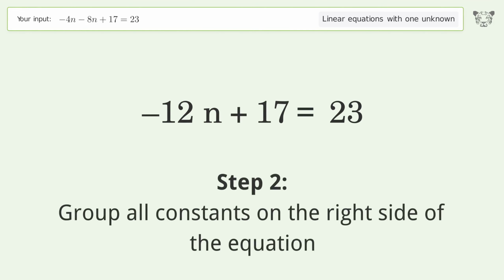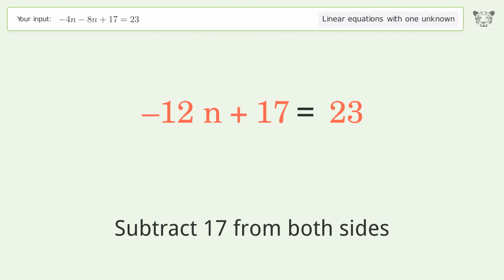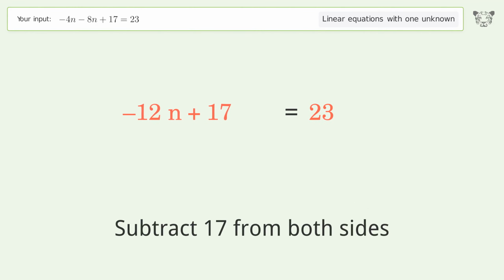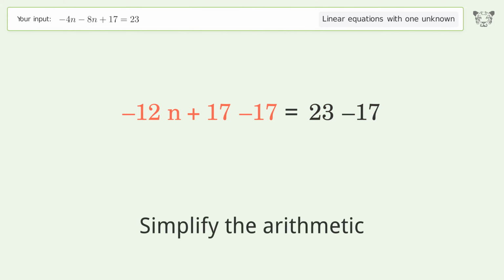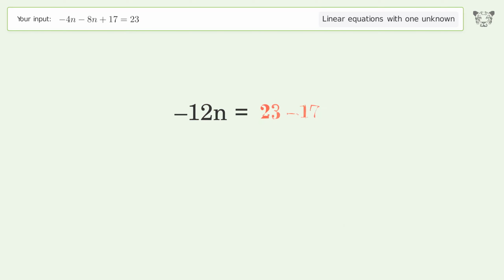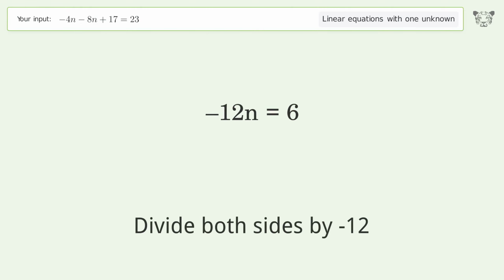Group all constants on the right side of the equation. Subtract 17 from both sides. Simplify the arithmetic. Isolate the n. Divide both sides by -12.